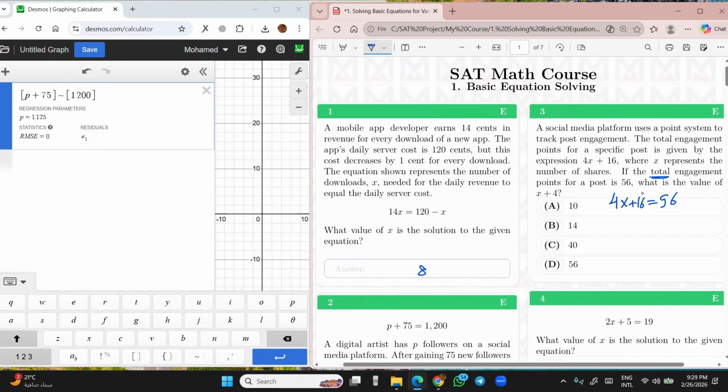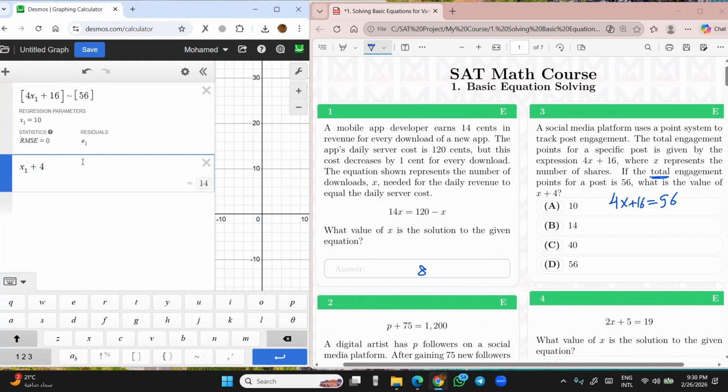And we do not need to get the value of X only. We need to get X plus 4. So we can write them here on Desmos. Just remove the left part and write this expression 4X plus 16. And in the right side, we just write 56. But you need to write x1 always, not x. And x is equal to 10, but we do not need to choose 10. Choosing 10 is incorrect because you need x1 plus 4. So you can write down here x1 plus 4, which is our answer to be 14, letter B.